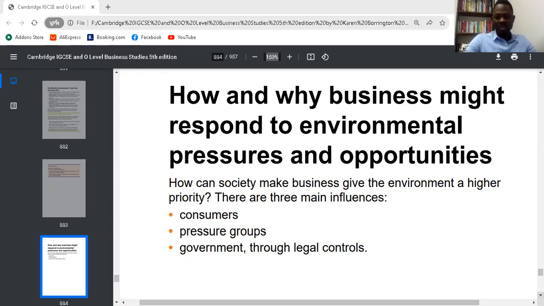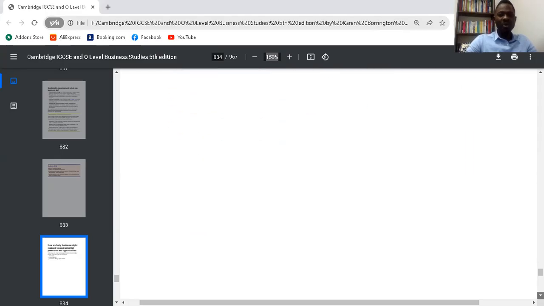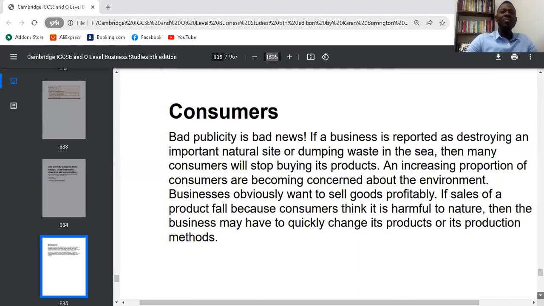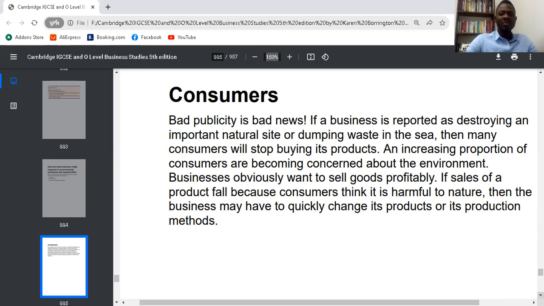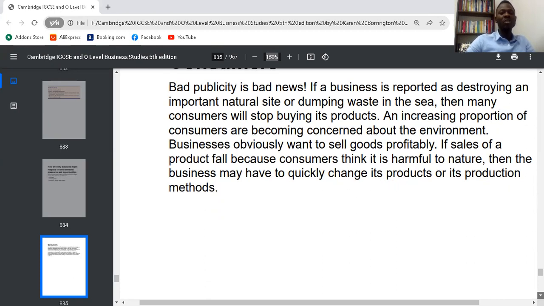There are three main influences. One, consumers. So for consumers, what would they do? Bad publicity is the bad news. If a business is reported as destroying an important natural site or dumping waste in the sea, then many consumers will stop buying this product. An increasing proportion of consumers are becoming concerned about the environment. Business obviously wants to sell goods profitably. If sales of a product fall because consumers think it's harmful to nature, then the business may have to quickly change its product or its production method.